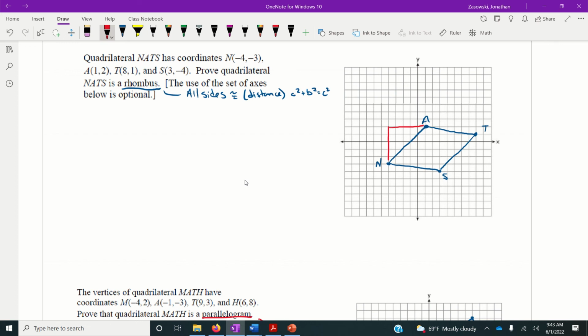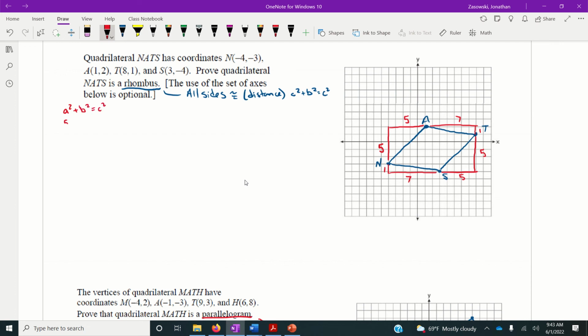So if we count how many moves up and to the right, we're going to get 5 and 5. And if we go from T to S, we'll also get the same amount of rise and run, which is 5 and 5. And then going over from A to T and then N to S, we're going to get 7 and 1. And you can just count the number of spaces here. So we just need to do the Pythagorean theorem essentially twice, because we have two different lengths of sides.